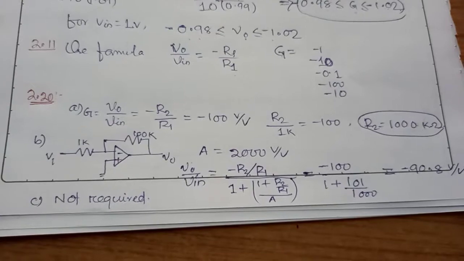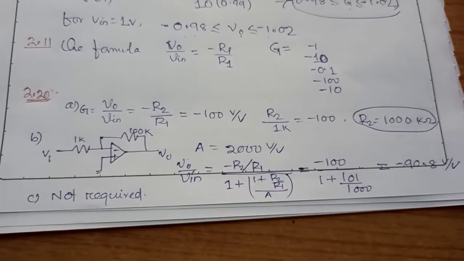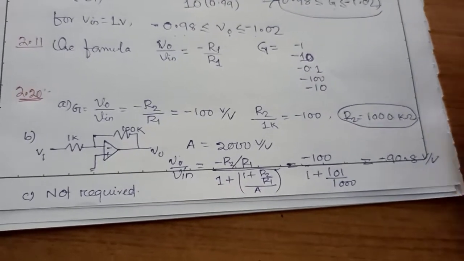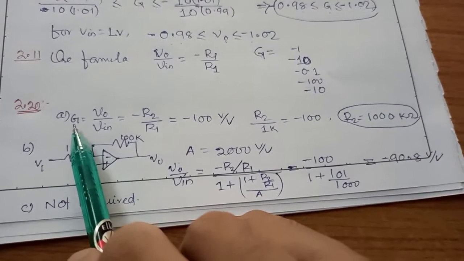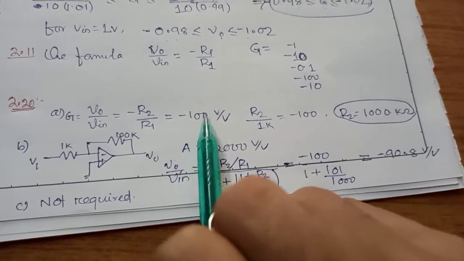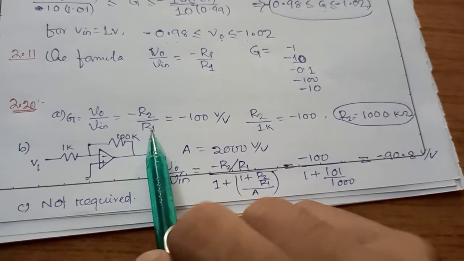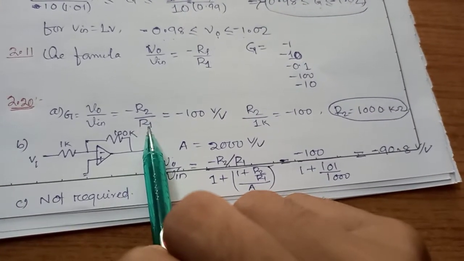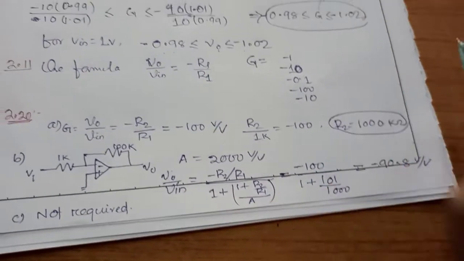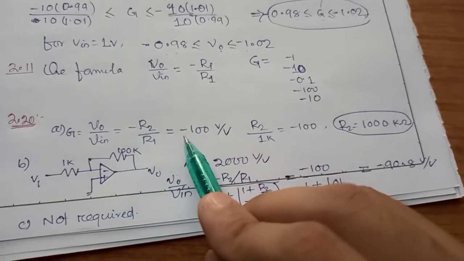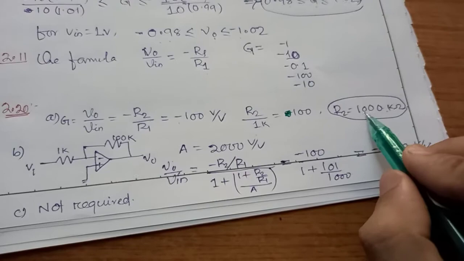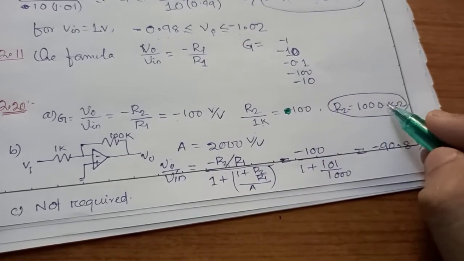In the next question, we have to design an inverting amplifier whose closed loop gain should be minus 100, with an input resistance of 1 kilo ohm connected. Since it is an inverting amplifier, our gain is nothing but minus R2 by R1, and this value is given as minus 100 volt per volt, and the input resistance is equal to R1. We know for our inverting amplifier the input resistance is R1, that is 1 kilo ohm. So what will be the value of R2? This minus will cancel out, there will be no more minus. So the R2 value is 100 into 1k, that is 100 kilo ohm.